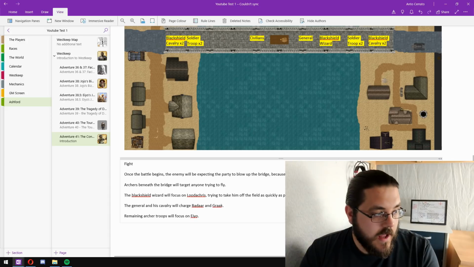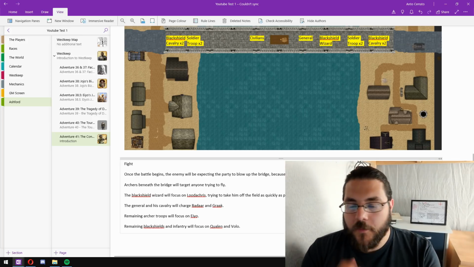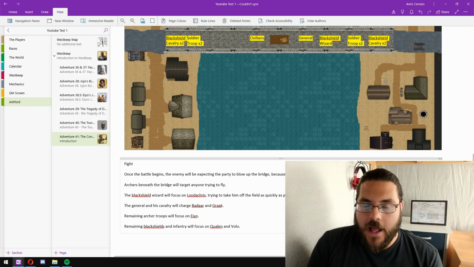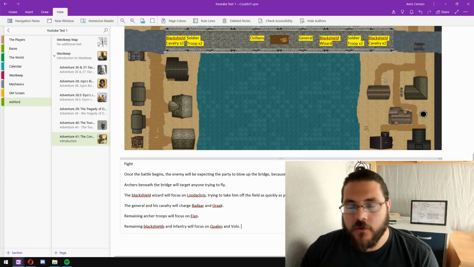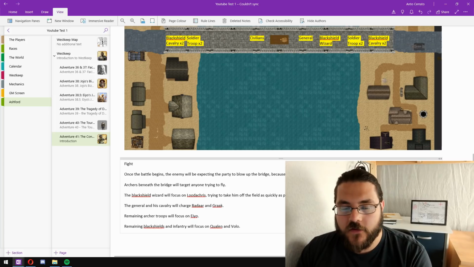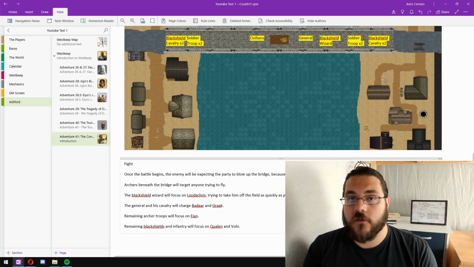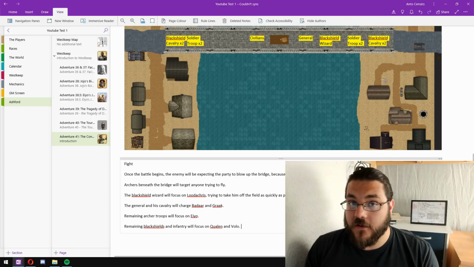And finally, the remaining Black Shields and infantry will focus on Kalen and Volo. Kalen is the party's summoner and Volo's his Eidolon, and they are really newcomers to the party. So the enemy doesn't have a lot of information about them. They don't really know what the full extent of their powers are. So they will consider them somewhat of an afterthought and prioritize the others first. That's probably a mistake on the enemy's part, but that's how they will approach it, because they don't know a lot about these two individuals.